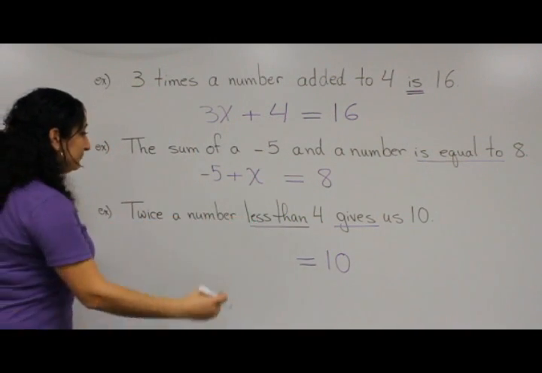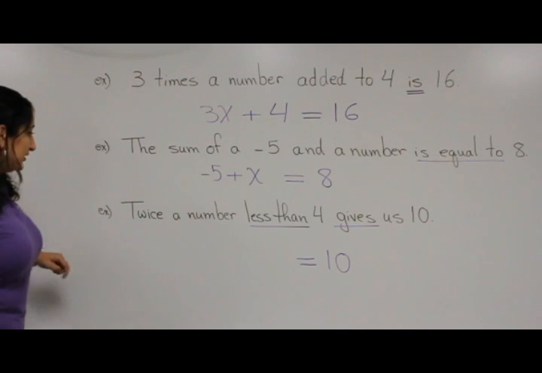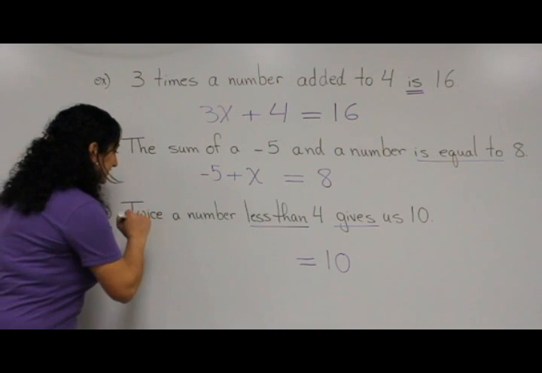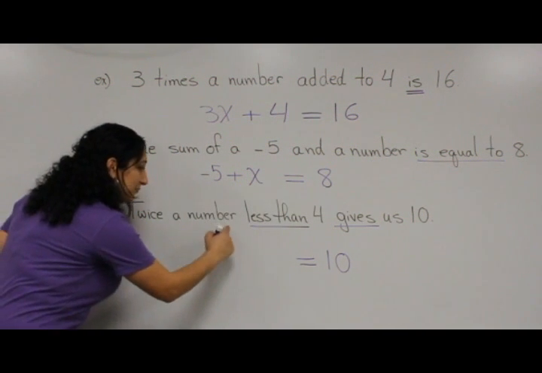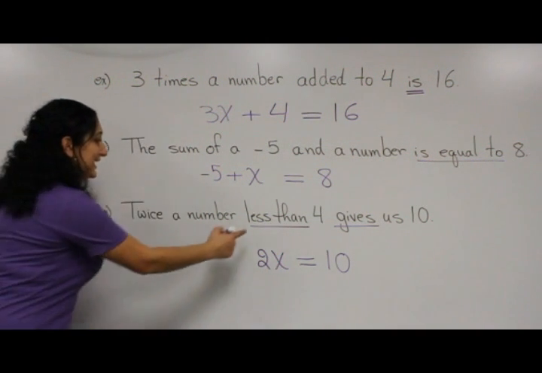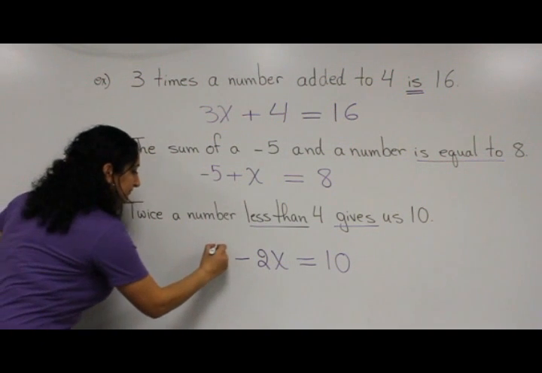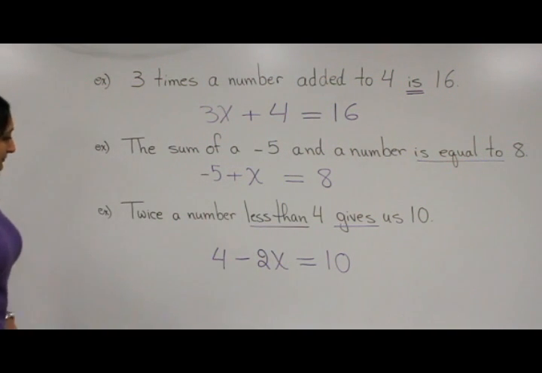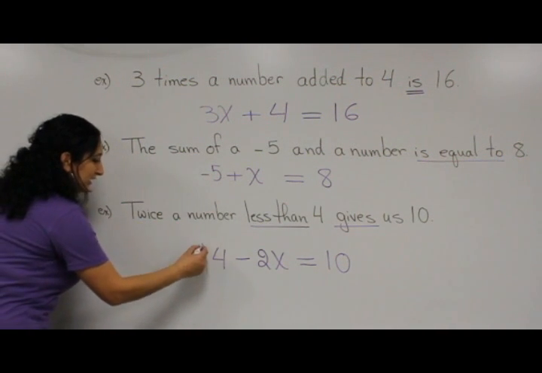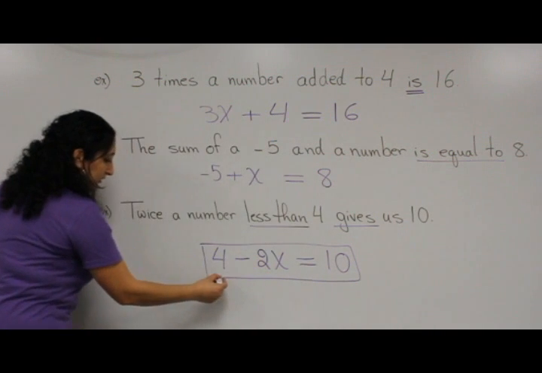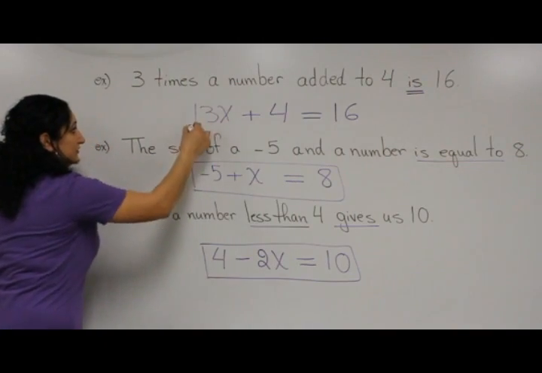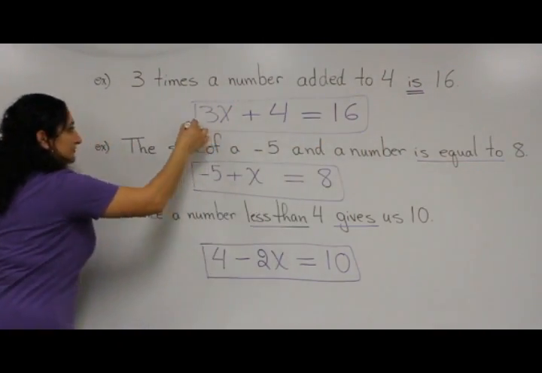And now focus on the first part of our equation, which is twice a number less than 4. So we can start backwards. So twice a number, that's 2x. It's 2 times x. Twice a number less than 4. So the final answer will be 4 minus 2x equals 10. And that's what we get as our final equation for each of those statements.